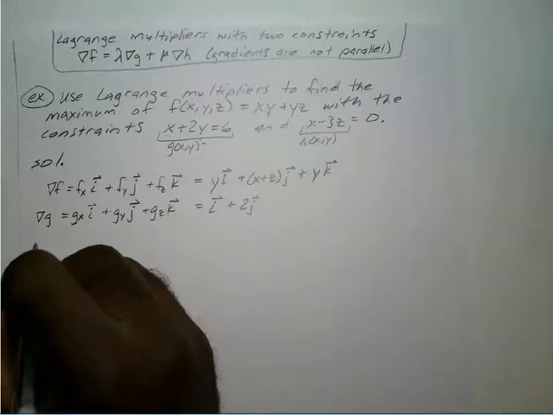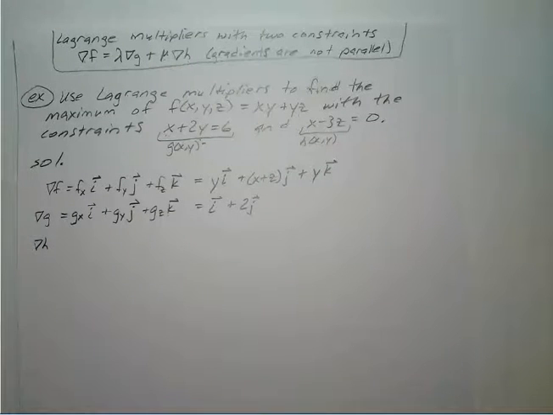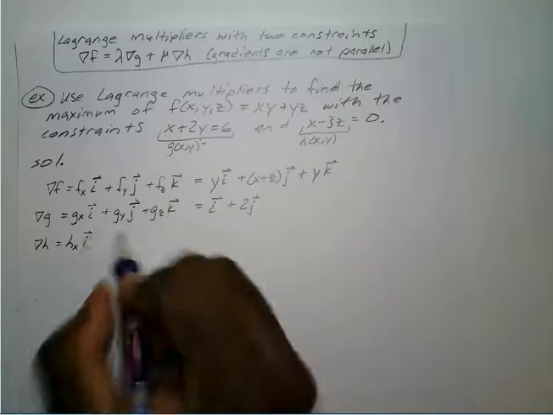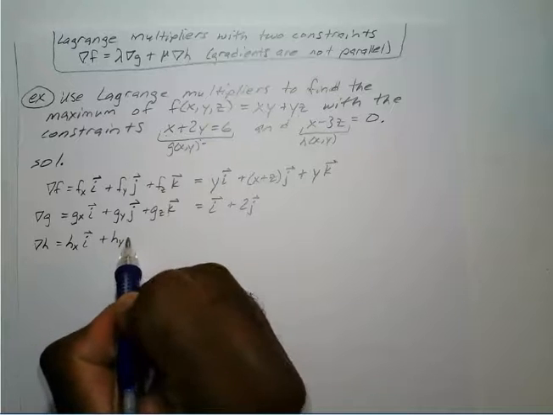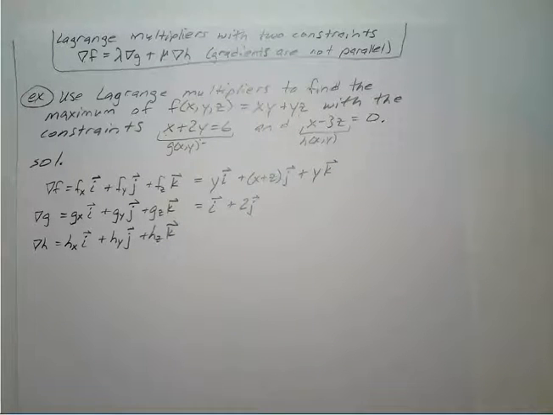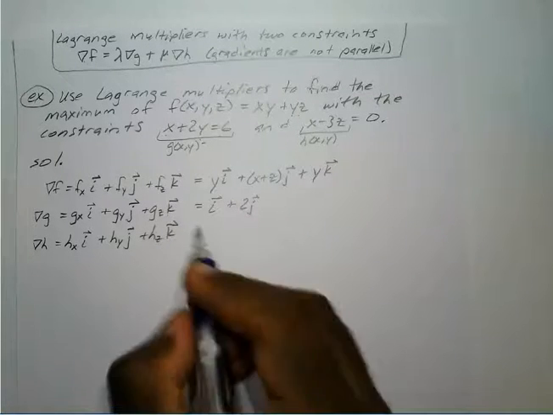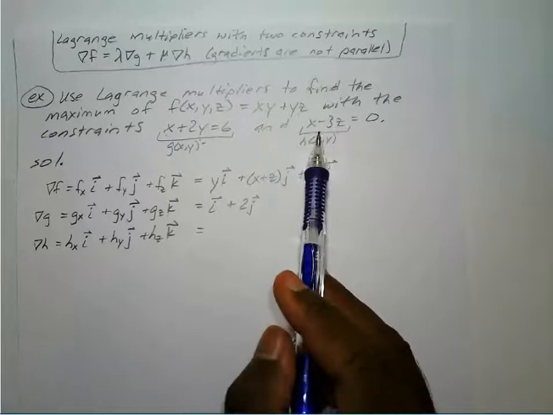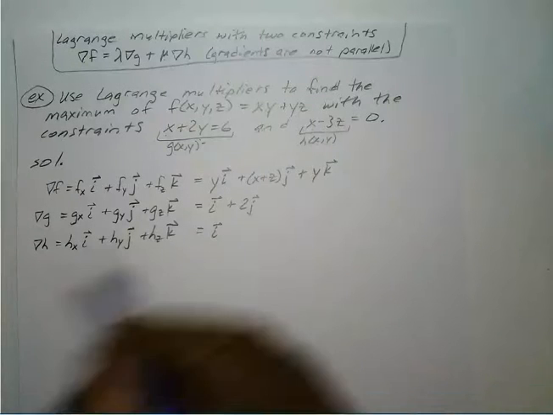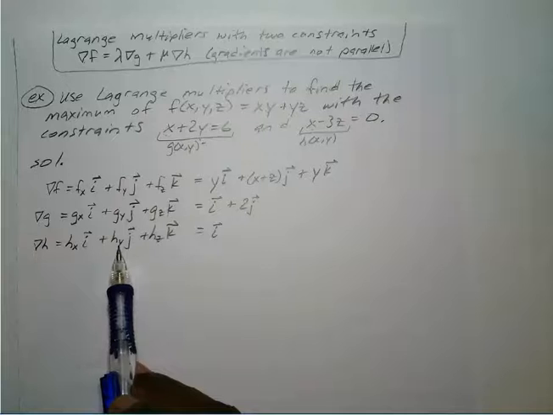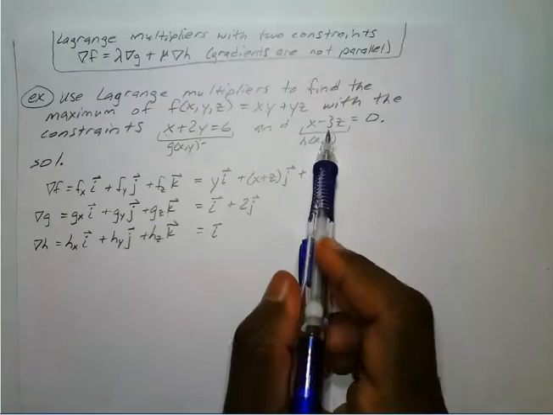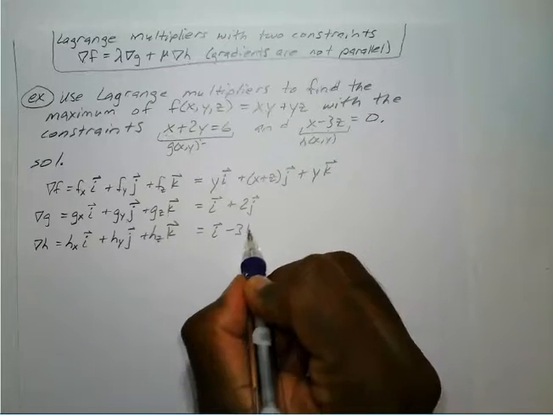Alright, so now we get the gradient of our h. That will equal the partial with respect to x times i plus the partial with respect to y times j plus the partial with respect to z times k. So the partial of h with respect to x is just 1, so that's 1 times the i vector, or just i, plus the partial with respect to y. There is no y, so that's all constant. The partial with respect to z is just -3, so that's -3 times your k vector.